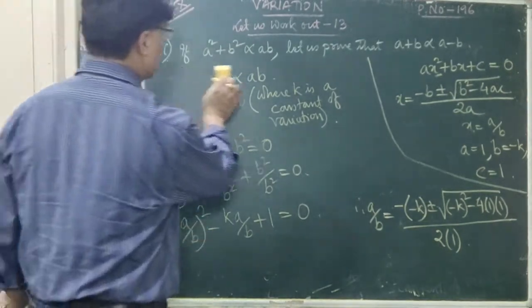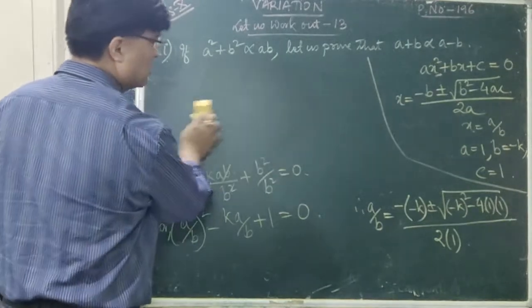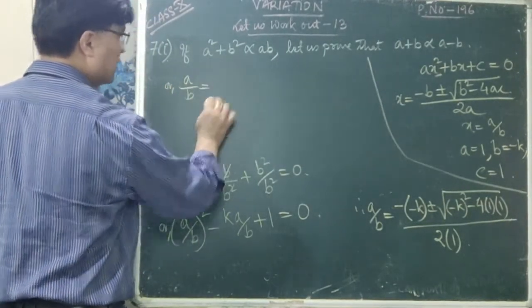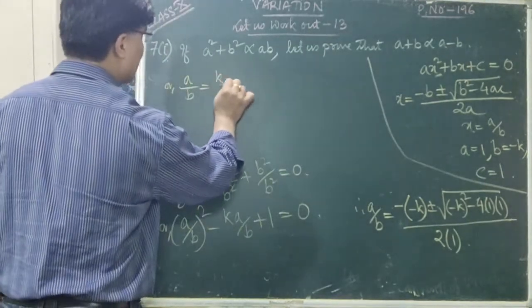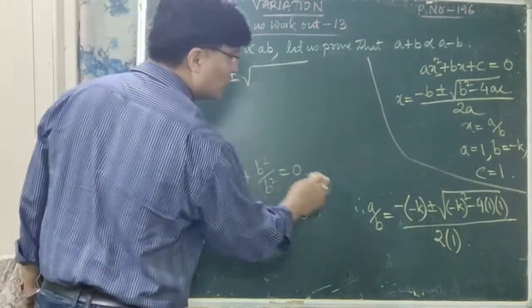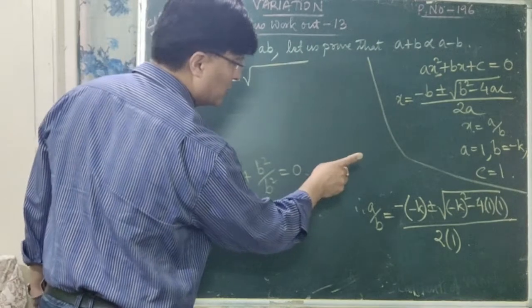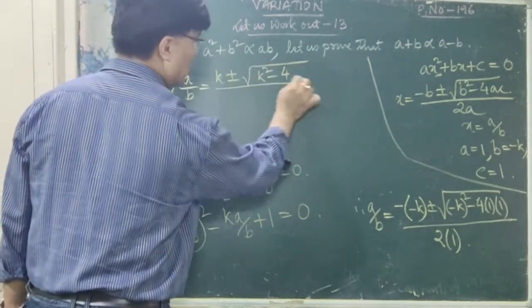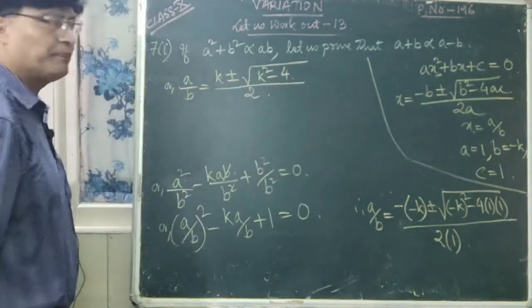Now let us do the simplification. a by b is equal to, this is minus into minus, plus k, plus minus root over that is your minus k whole square, which is k square minus 4, whole divided by 2.